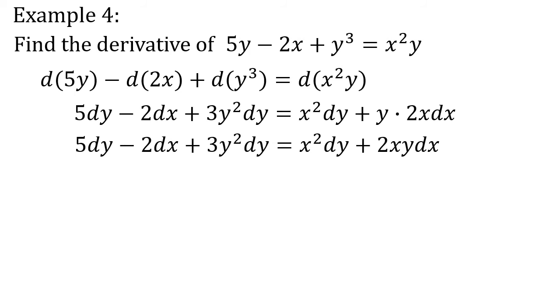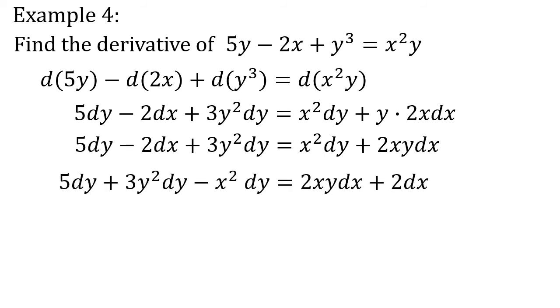Okay, and then the terms with dy will be on the left side of the equation. The terms with dx will be on the right side of the equation. This is what's going to happen. We're going to have 5 dy plus 3y squared dy minus x squared dy equals 2xy dx plus 2dx.